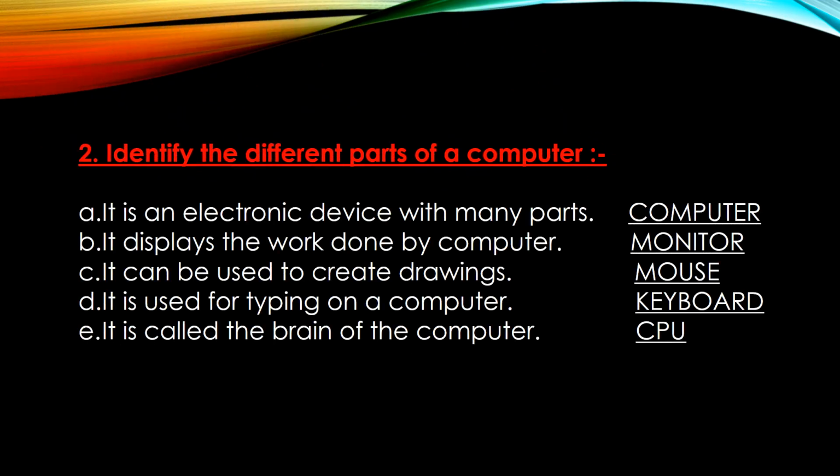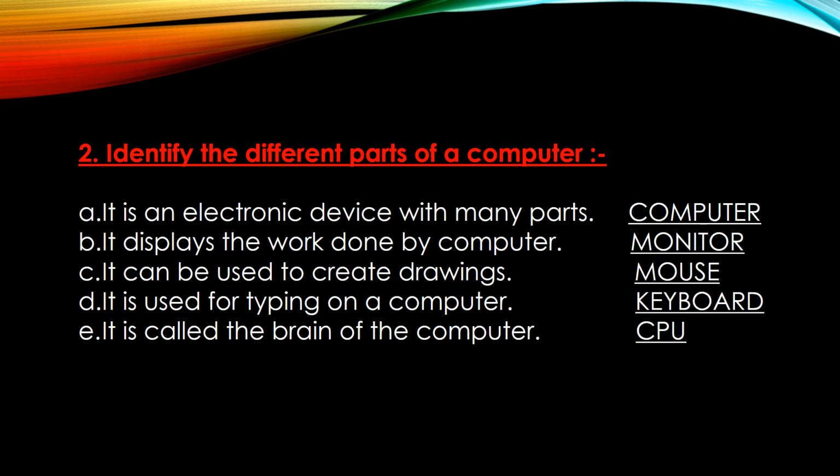Exercise 2. Identify the different parts of a computer. In this exercise, 5 sentences are given which are having clues related to different parts of a computer. You have to use these clues to find out which computer part they are referring to. So let us start with sentence A. It is an electronic device with many parts. So this is computer. The answer is computer.